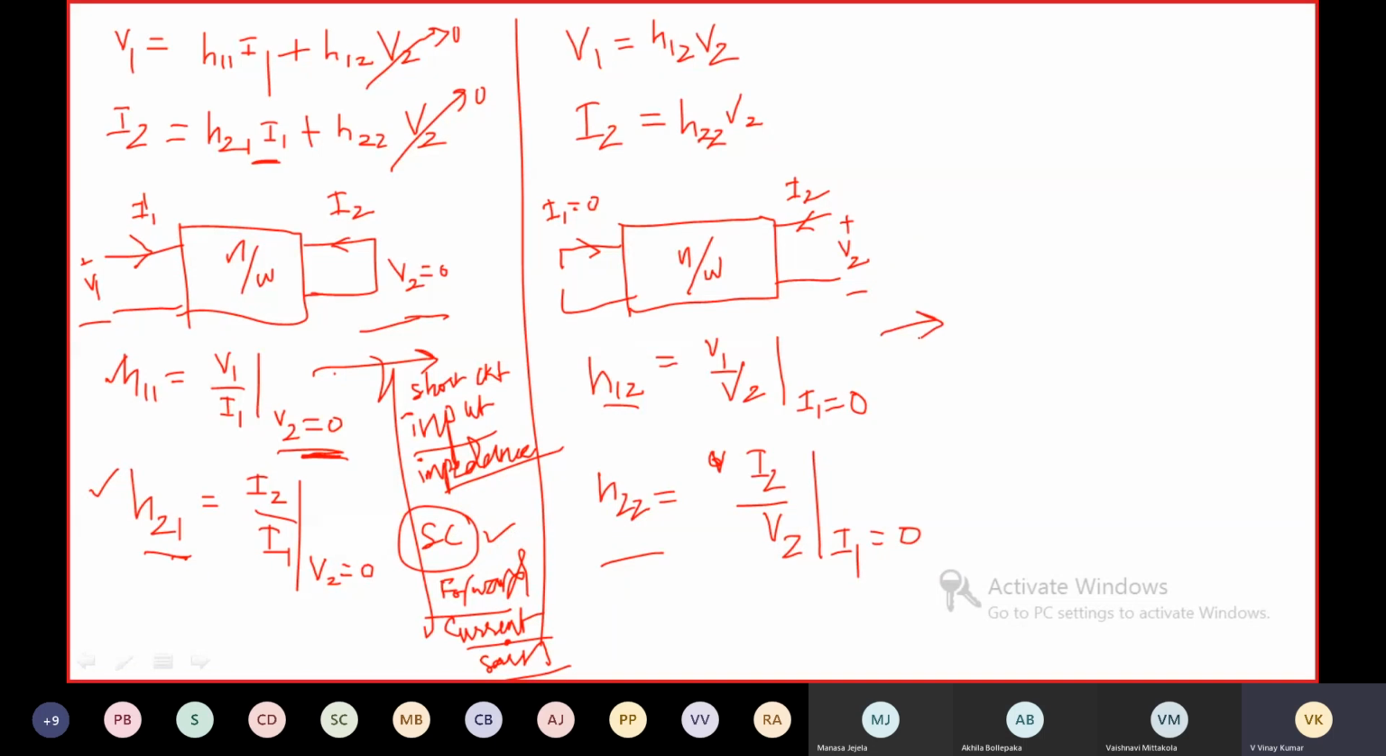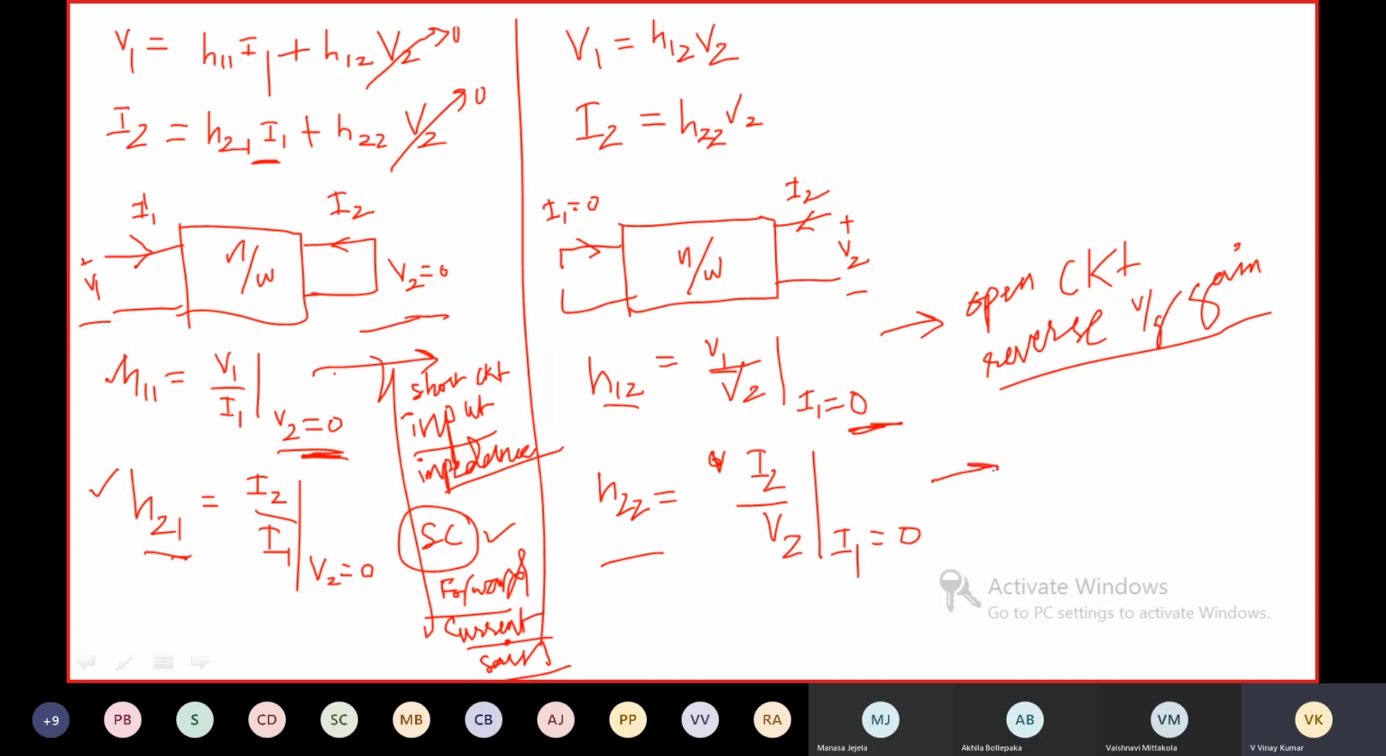Okay, coming to this, H12. H12 is the ratio of V1 to V2. By open circuiting port 1 you are going to get H12, right? So this is called open circuit reverse voltage gain, because it is not the ratio of V2 to V1, it is the ratio of V1 to V2. That's why it is reverse voltage gain.